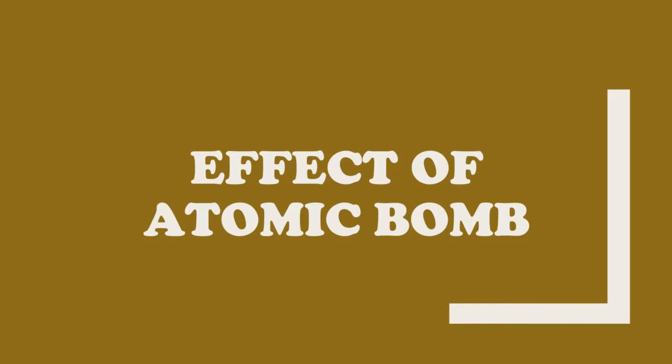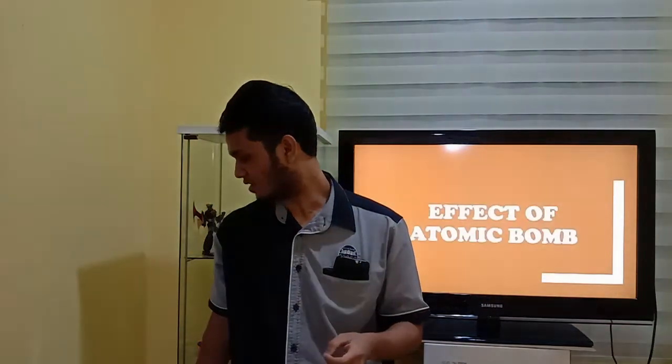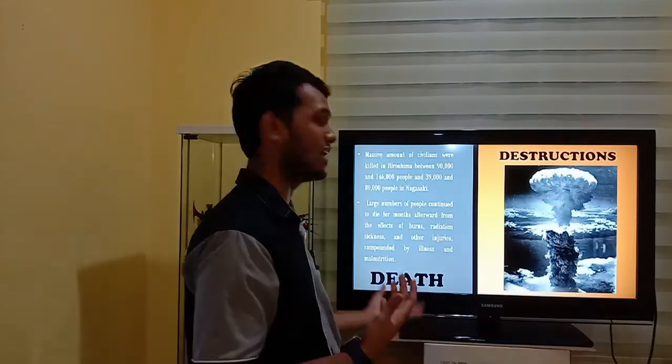The effect of the atomic bomb. So what is the effect? We want to see the effect of the atomic bomb on the world, which is on the victims, and also on the ones who created it. Because we know that if a scientist creates an invention or a theory, sometimes they will have their own pride. Right. So what the atomic bomb brings us is death, of course.